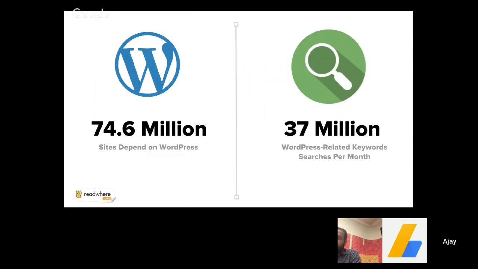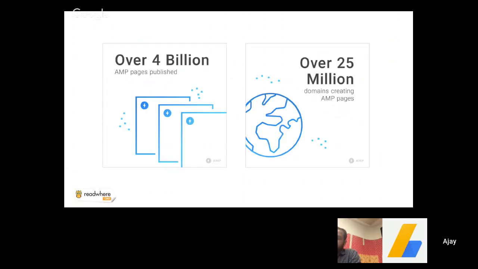We all know that WordPress is a very powerful platform, which is powering 74.6 million websites around the globe. And also around 37 million searches are made for WordPress-related keywords. These numbers give us a rough idea of the WordPress CMS and its reach around the world. Since we all know how AMP has changed the world of mobile web search, it became important that we integrate it with the WordPress CMS and with all the best practices.